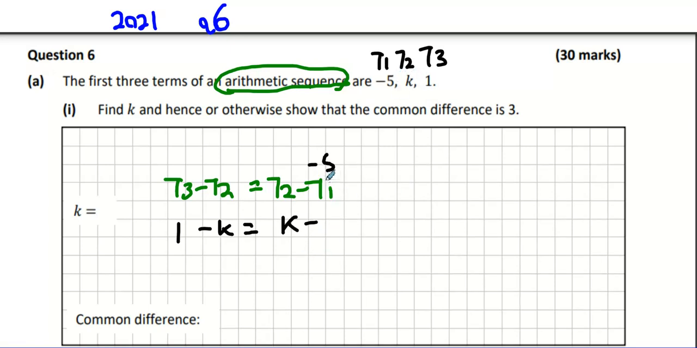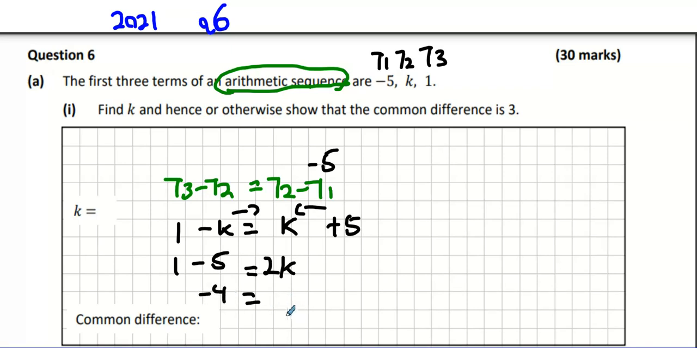Now T1 is minus 5, so it's going to be minus minus 5, which is plus 5. So just get rid of that minus there. That's going to be k plus 5. Bring k to the right, and we're going to get 2k, because it's going to turn into a plus k. Bring the 5 to the left, it's going to turn into a minus 5. But there we're going to turn out that minus 4 equals 2k. So 2k equals minus 4, and therefore k must equal minus 2.